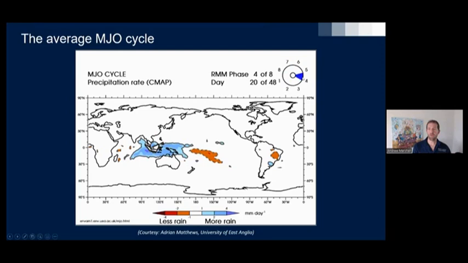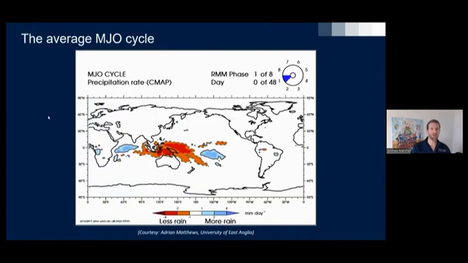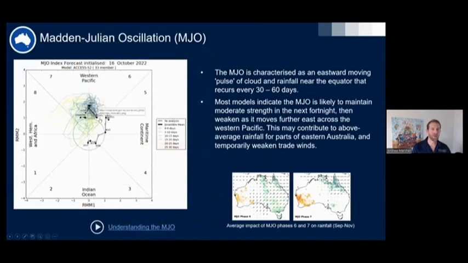So coming into phases 4 and 5, you see that rain falls to the north of Australia. Phases 6 and 7 move into the Western Pacific. Phases 8 and 1 bring suppressed rainfall to Northern Australia, and then back to phases 2 and 3, we see the rainfall developing over the Indian Ocean. So as I mentioned, this is an eastward moving tropical convective system that has a life cycle of about 1 to 2 months.